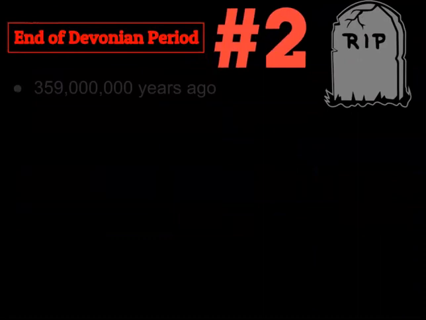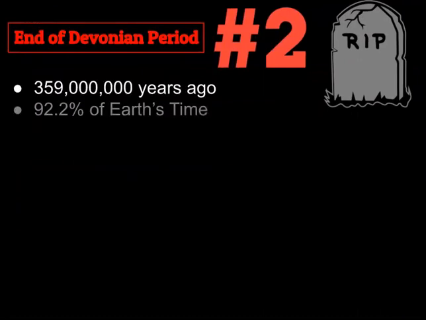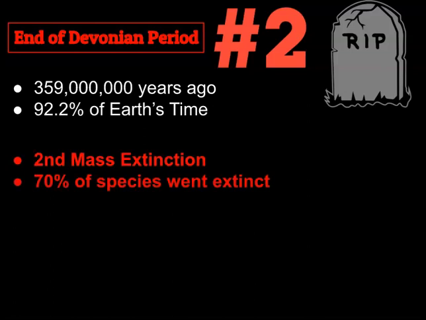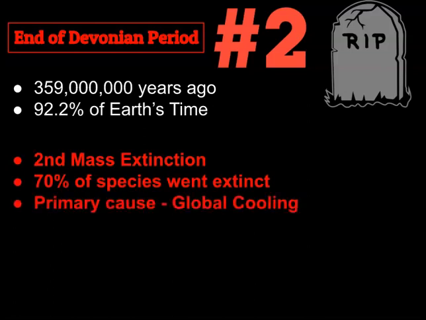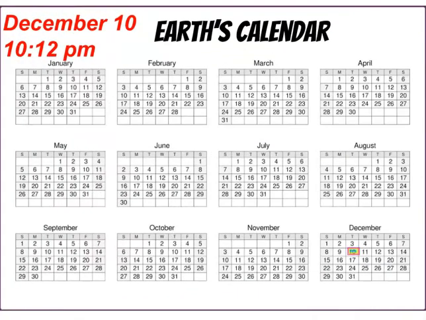Okay, so that's how we had the evolution of amphibians. Now at the end of the Devonian, we had a second mass extinction. This one wasn't quite as big. 70% of the species went extinct, and again, we believe this was related to climatic changes on the surface. All right, now that brings us to December 10th.